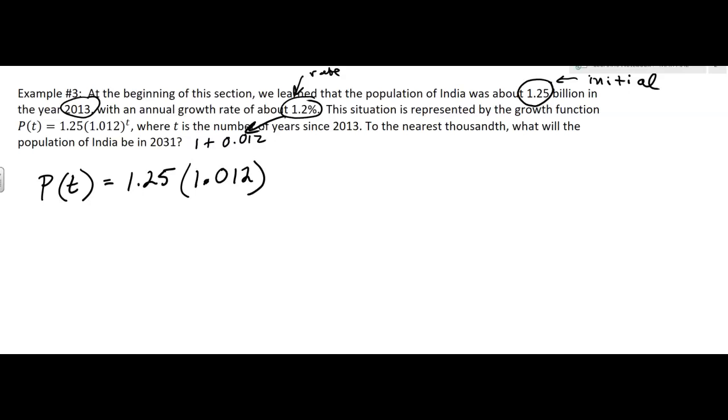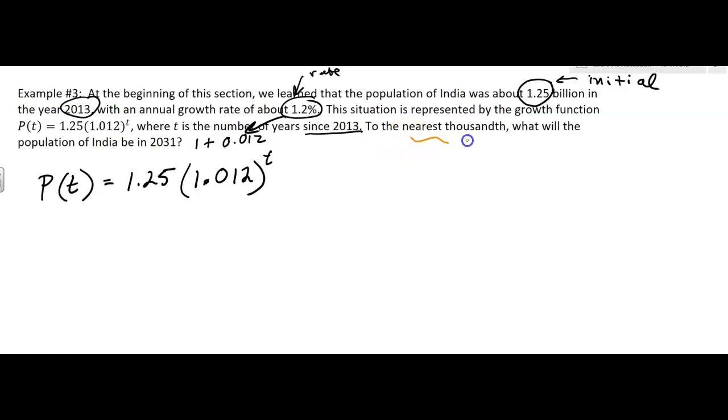All right. And then t is how many years are going to go by. So t is the number of years since 2013. Sometimes students get confused on that and they want to put like 2013 in there, but that's not it. It's how many years since 2013, okay? Now, that's just an explanation of the formula.